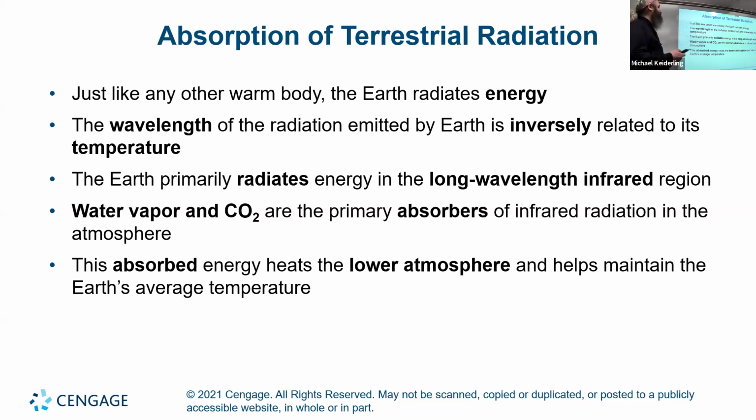So water vapor and CO2 are the main absorbers of infrared radiation in the atmosphere. This absorbed energy heats the lower atmosphere and helps to maintain the Earth's average temperature. This is what's known as the greenhouse effect. And it's a good thing that there's some greenhouse effect, because if there was no greenhouse effect, it would be a frozen ball like Mars. But we don't want too much, because then we'd be a horrible hellscape like Venus.